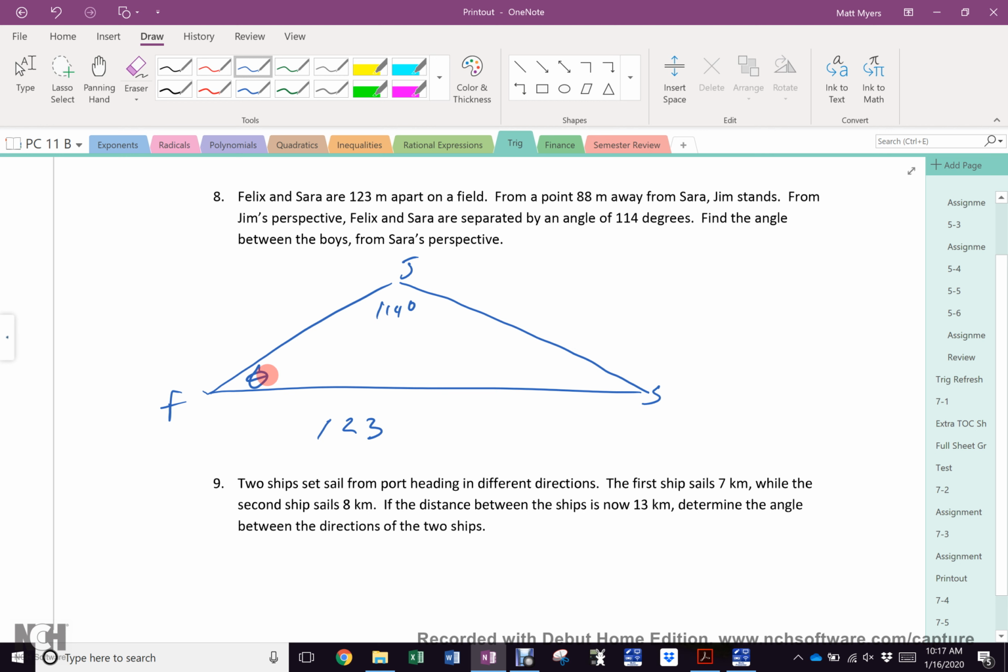How will you find this? What do you have? Sine of 114 over 123 equals what? No, we have the 88. Yeah, Sarah and Jim are 88, so we can do sine theta equals 88 sine 114 divided by 123. And then, of course, we shift sine that. If you have that somewhere on your page and you have that drawn, you get your whole 2 marks.